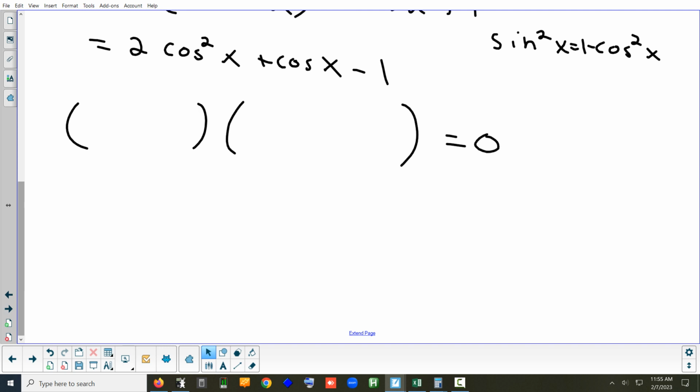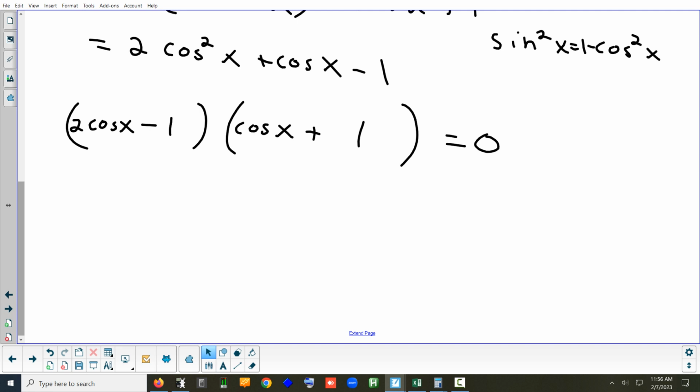What would be my first term if this is going to factor? 2 cosine x. Second term? Cosine x. What about my sines? I need a plus and a minus. And I really don't have much choice here. 2 numbers that multiply to give me 1. Let's see, does that work? 2 cosine squared. That gives me plus 2 cosine x minus 1 cosine x.